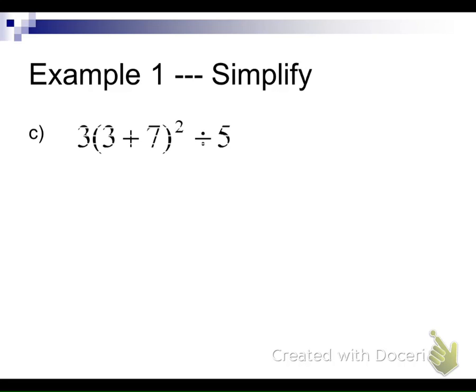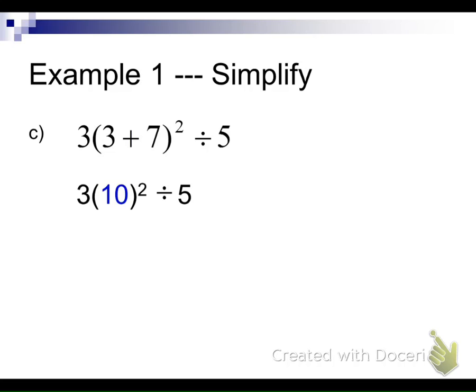Letter C. 3 times the sum of 3 and 7 squared divided by 5. This time we do have some parentheses, so we have to do whatever is inside the parentheses first. In this problem, it's 3 plus 7, so 3 plus 7 gives me 10. Now the parentheses is simplified as far as I can go, so I'm going to move on to the E, exponents.